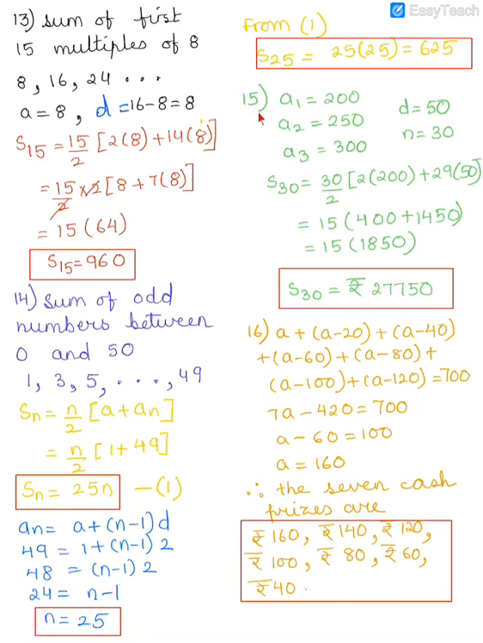The 15th one is a contract on construction job specifies a penalty for the delay of completion beyond a certain day. तो अपने को दे रखा है A1 is 200 and a penalty of 50 rupees per day. इसका मतलब सेकेंड डे पे 250, थर्ड डे पे 300. So the common difference is 50 and you are asked how much money the contractor has to pay as penalty if he delayed the work by 30 days. तो मुझे S30 आफ्टर 30 days कितना पैसा उसको देना पड़ेगा. Is 30/2 twice of A plus 29D, and my answer is 27,750.